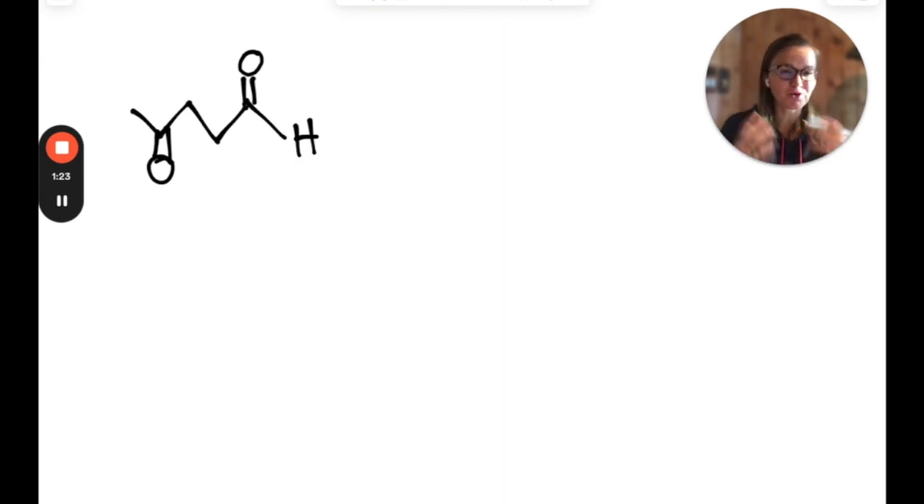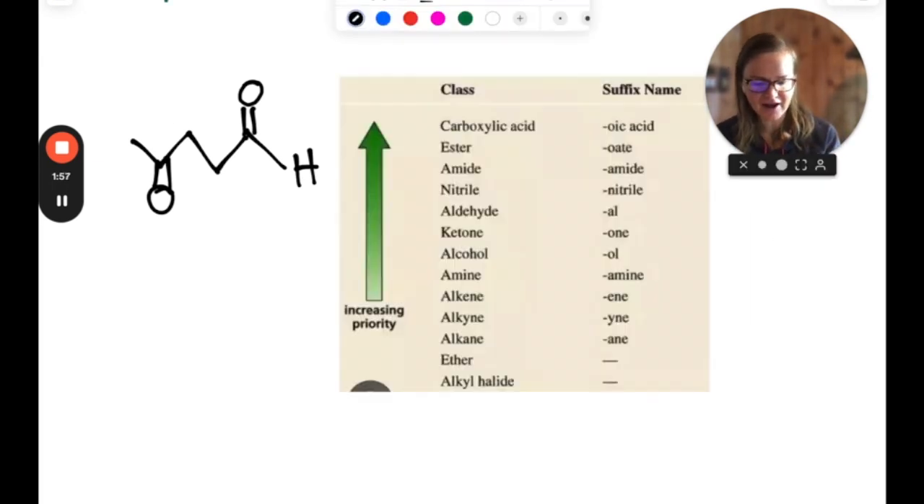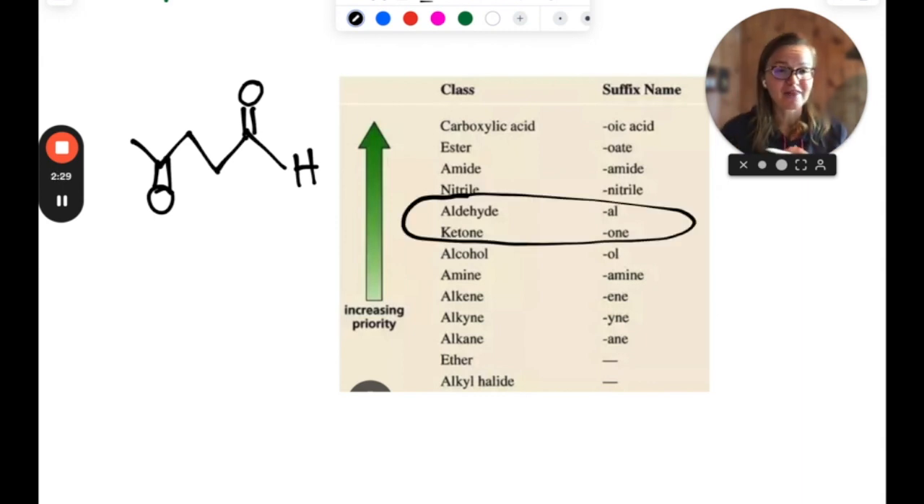Well, that depends on which group is more reactive. So the IUPAC makes a priority list for which functional group takes priority for the suffix in a molecule, based off of how reactive each functional group is. Here we can see that priority list. If we look for aldehydes and ketones, notice that they're about in the middle of this priority list, with aldehydes having slightly higher priority than ketones.